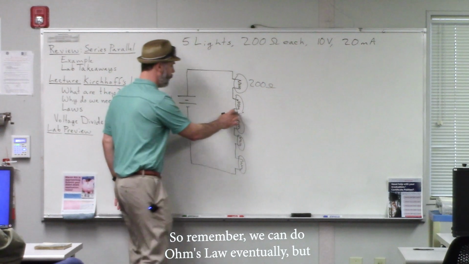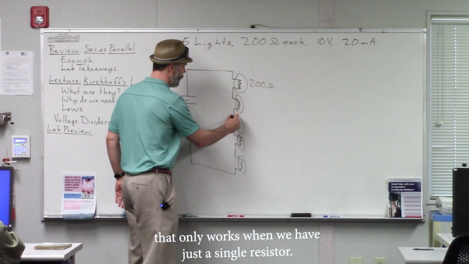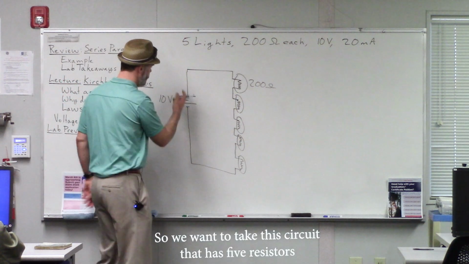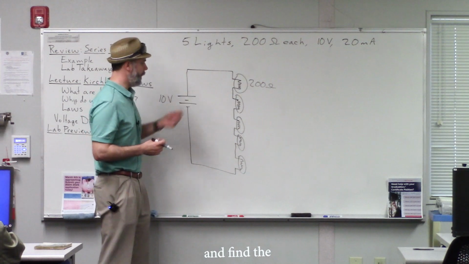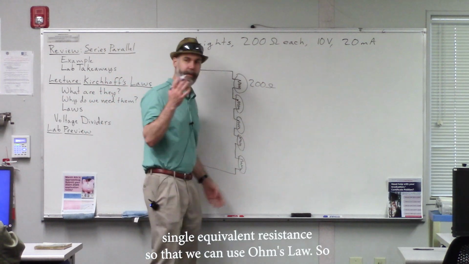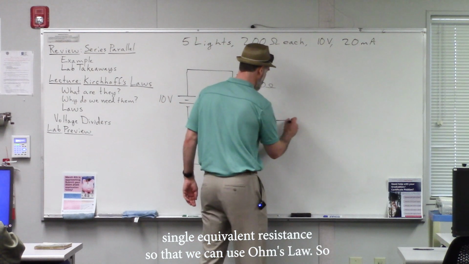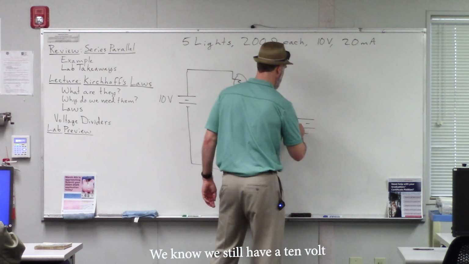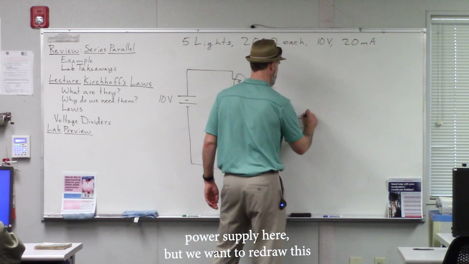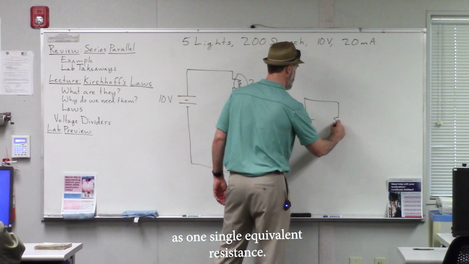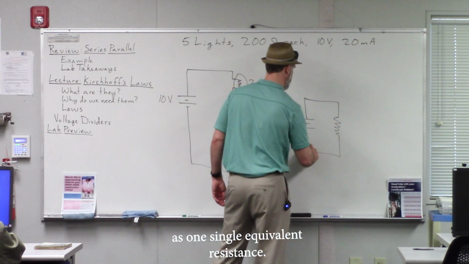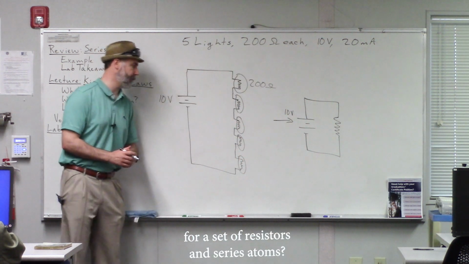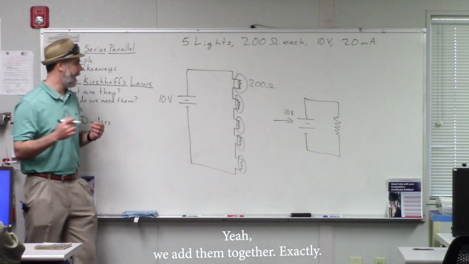So remember, we can do Ohm's law eventually, but that only works when we have just a single resistor. So we want to take this circuit that has 5 resistors and find the single equivalent resistance so that we can use Ohm's law. So we want to redraw the circuit. We know we still have a 10-volt power supply here. But we want to redraw this as one single equivalent resistance. So how do we find the equivalent resistance for a set of resistors in series? Yeah, we add them together, exactly.